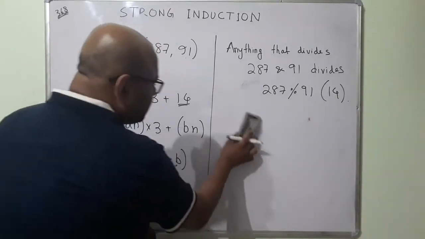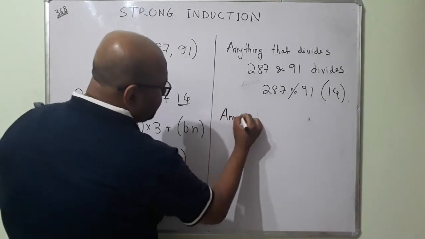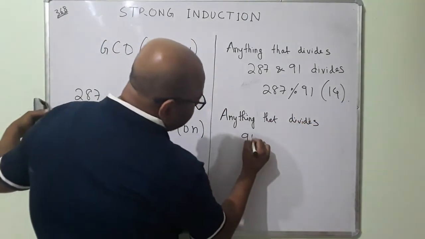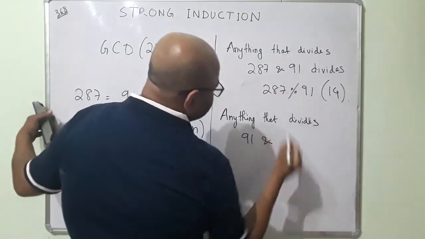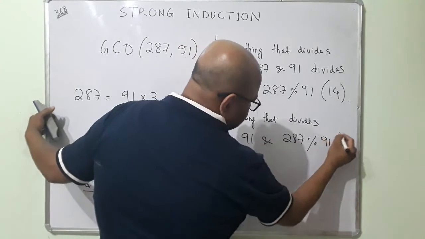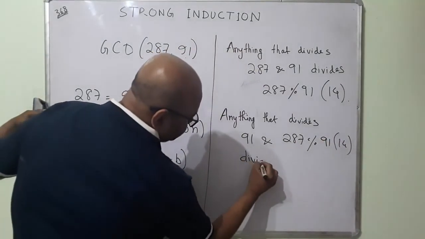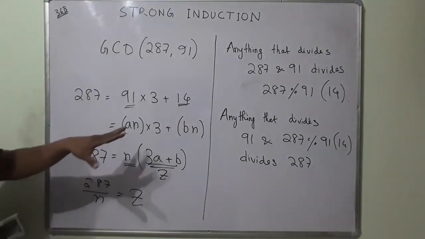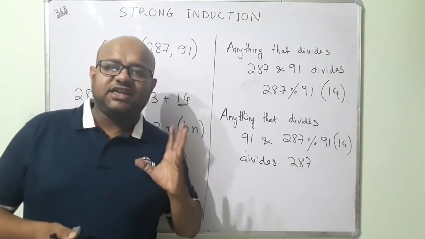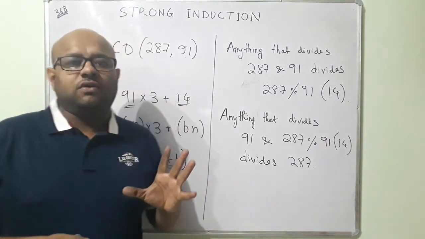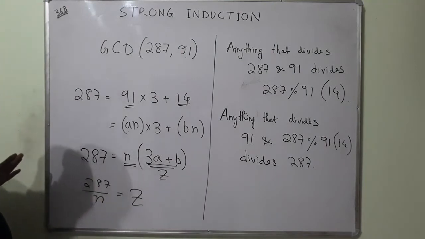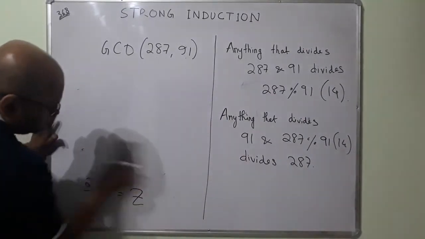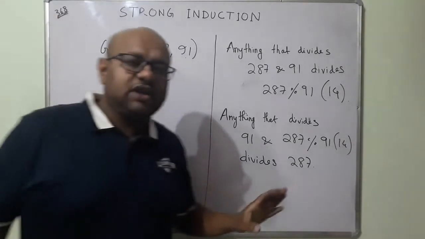So what did I observe? I observe that anything that divides 91 and this remainder of 287 and 91, 287 mod 91, that is 14, divides 287, okay. This is my observation 2, okay. So I hope you understood both of these. I will not go into too much depth explaining this because this should be very obvious to you by now, okay. This is very school level arithmetic. So these are the two observations, okay. So what did we observe till now?